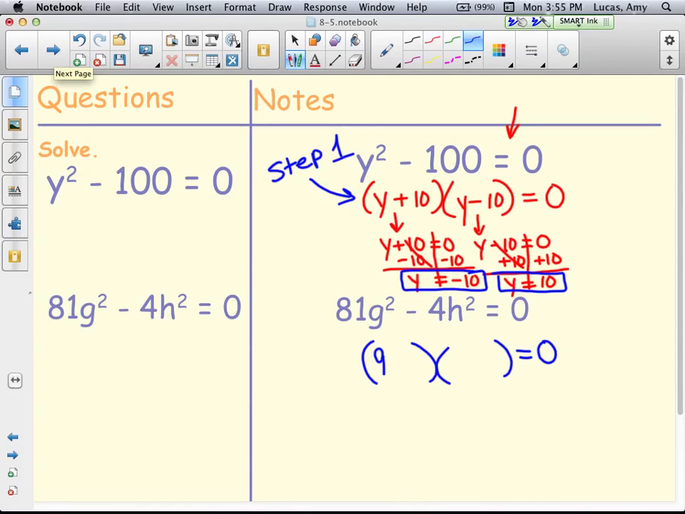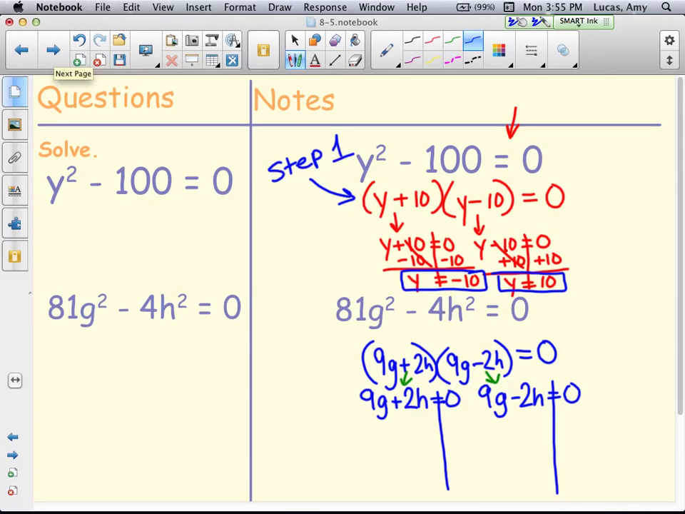81g squared is a perfect square for 9g, so 9g times 9g. 4h squared, I need one positive, one negative. 4h squared would be 2h times 2h. Now on this problem, with multiple variables, I'm going to solve for the one on the left. So I'm going to solve for g, because typically we solve for x, and our variables are usually x and y. So I'm just going to solve for g on both of these. So that means subtracting 2h on both sides.